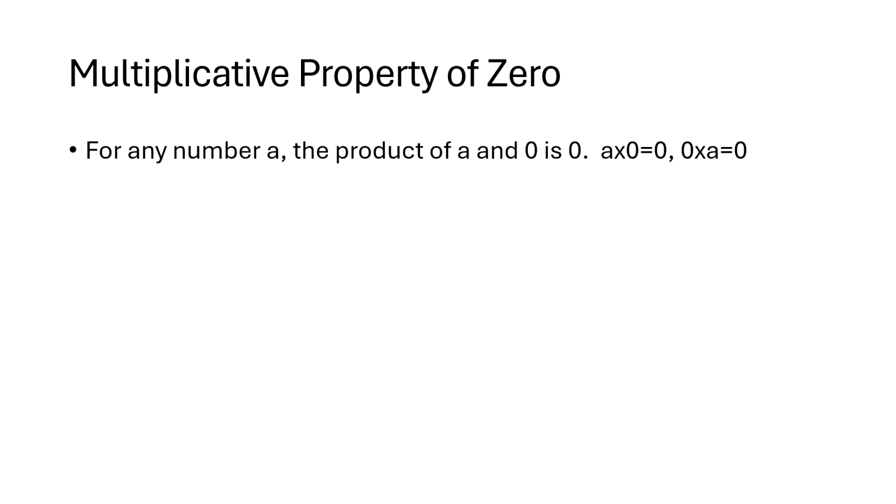Multiplicative property of 0. For any number A, the product of A and 0 is 0. A times 0 equals 0, or 0 times A is equal to 0. Examples: 9 times 0 is equal to 0, or 0 times 9 is equal to 0. Negative 10 times 0 is equal to 0. So any number times 0 is equal to 0. That's the multiplicative property of 0.